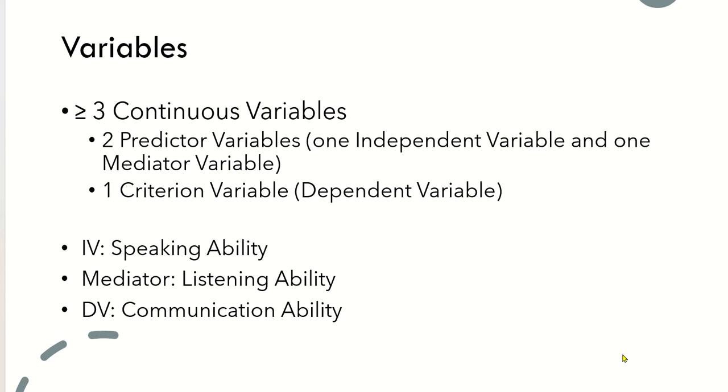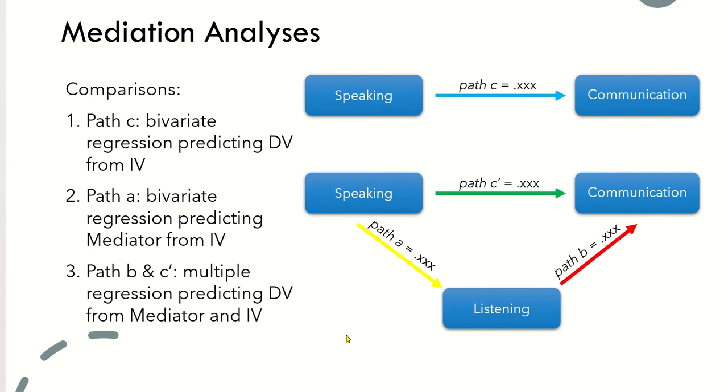So for us, our independent variable will be speaking ability. And our mediator would be listening ability. And then our dependent variable would be the ability to communicate effectively. And we often look at mediation in paths like this. So we're looking at how much speaking ability affects effective communication, and then we see how the relationship might look by adding a mediator.